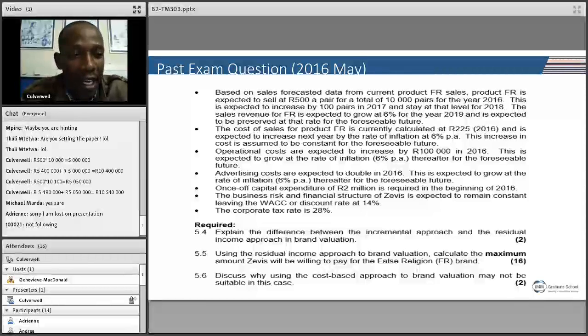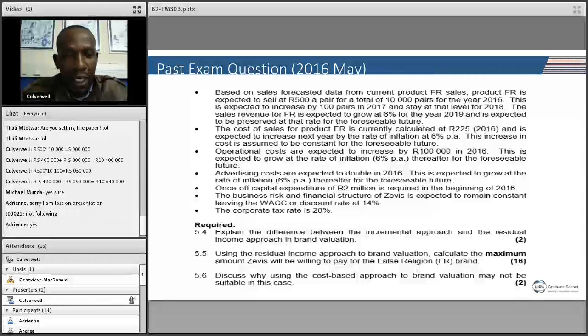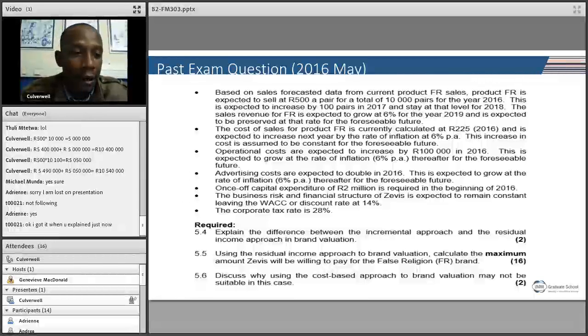Year 2016, 10,000 pairs being sold at 500 rand gave us 5 million. So in year 2016 now I'll say 5 million of FR plus 5,400,000 of Z. The total, I will then put it in line with my sales revenue as 10,400,000. Did I respond to you there, Drain?